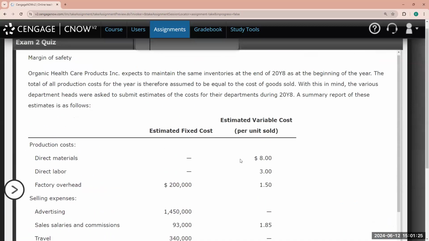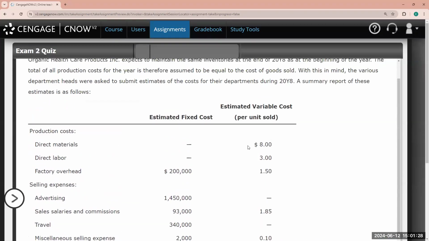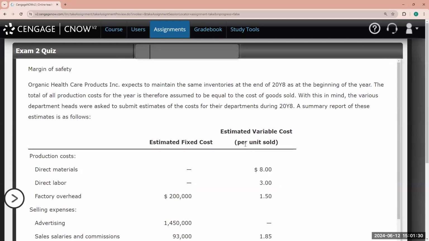So this brings us to our next problem. Here it's asking us for the margin of safety. It says Organic Healthcare Products Inc. expects to maintain the same inventories at the end of year 2008 as at the beginning of the year. The total of all production costs for the year is therefore assumed to be equal to the cost of goods sold. So with this in mind, the various department heads were asked to submit estimates of the costs for the department during 2008. A summary of these estimates is as follows.